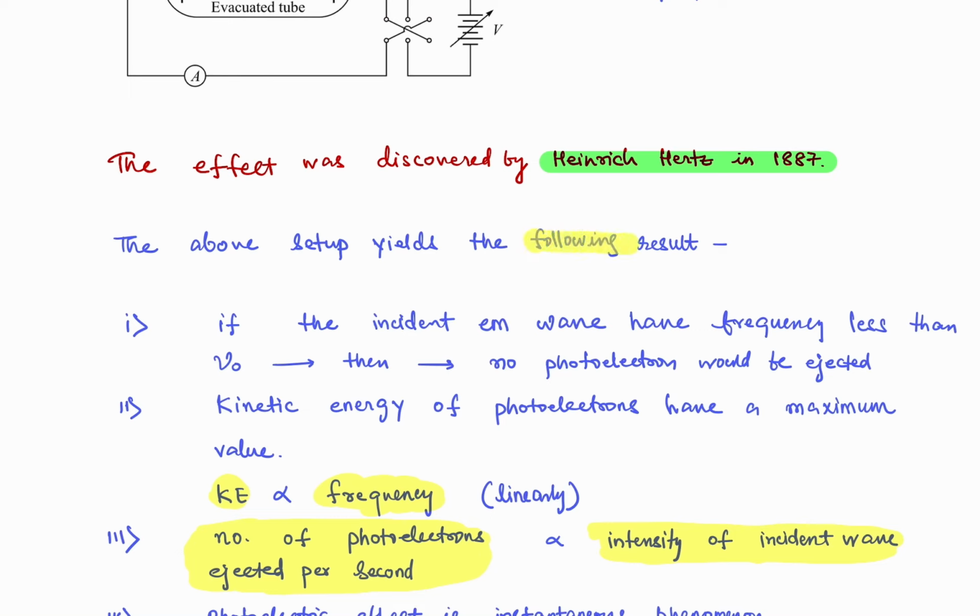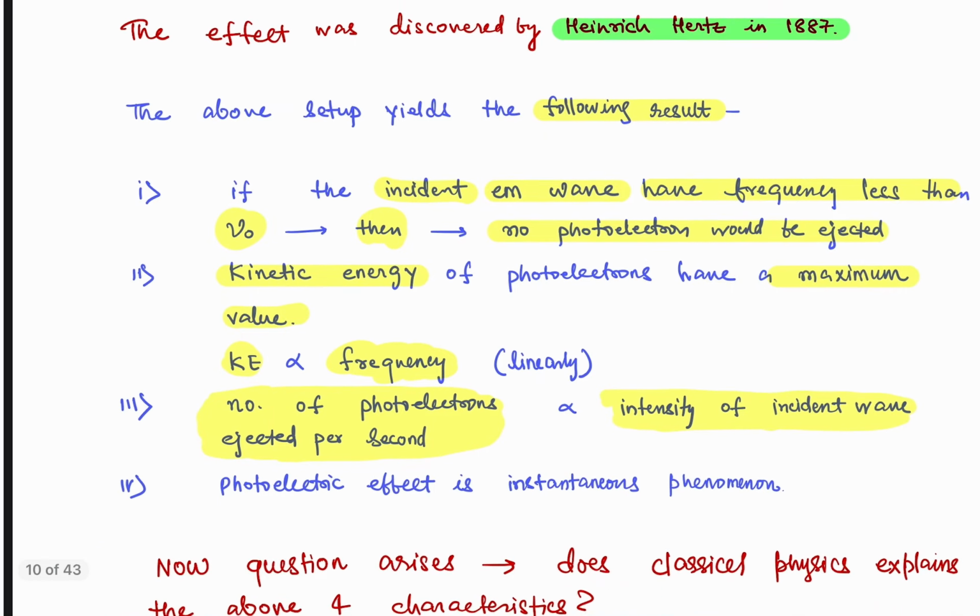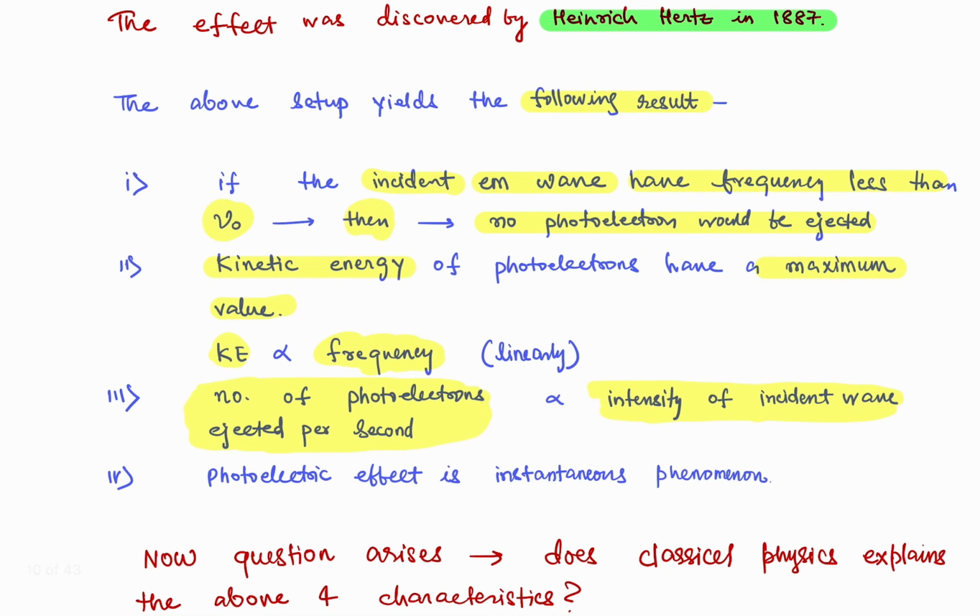Let us get very straightforward. We cannot waste time. If the incident electromagnetic wave has frequency less than some frequency, say ν0, then no photoelectron would be ejected. Suppose there is some frequency ν0 which is required, and the frequency of the incident EM wave is even less than that, then photoelectric effect will not take place. And kinetic energy cannot go beyond a maximum value. That means kinetic energy has a maximum value, and kinetic energy does depend on frequency in a linear fashion.